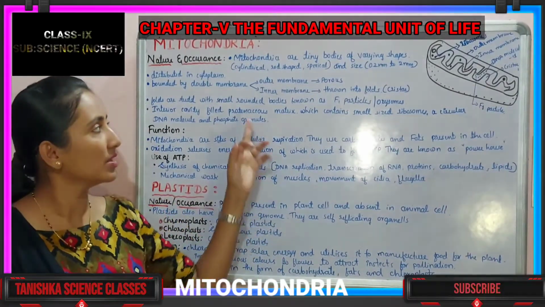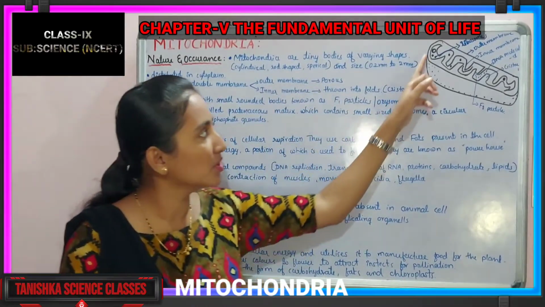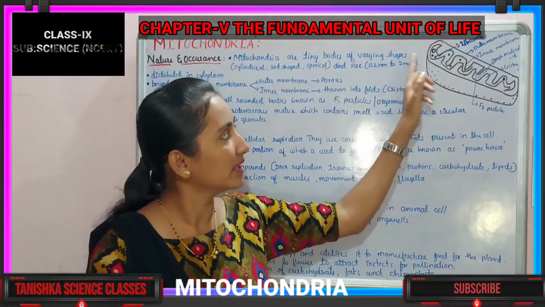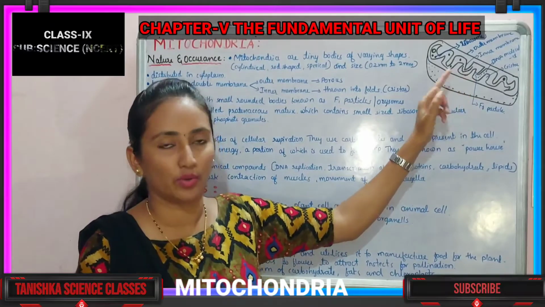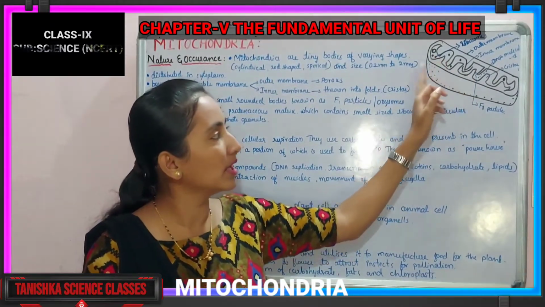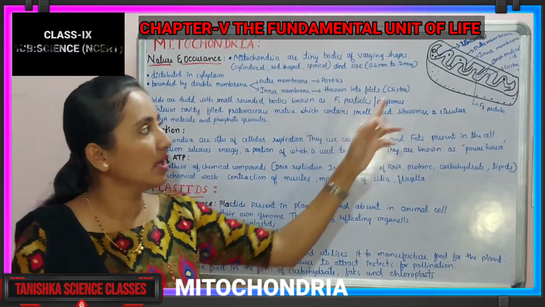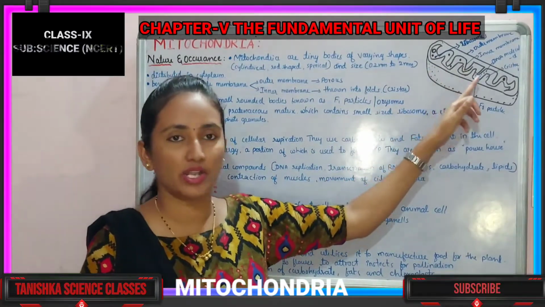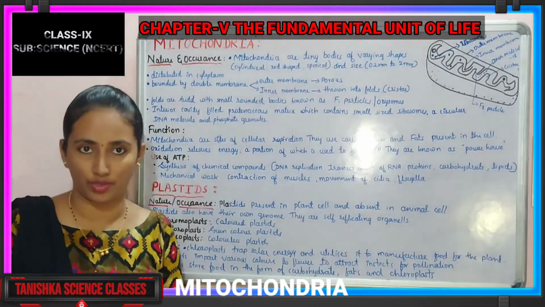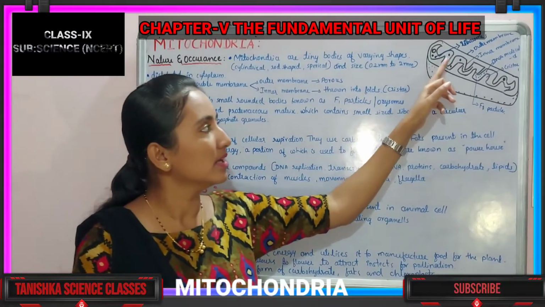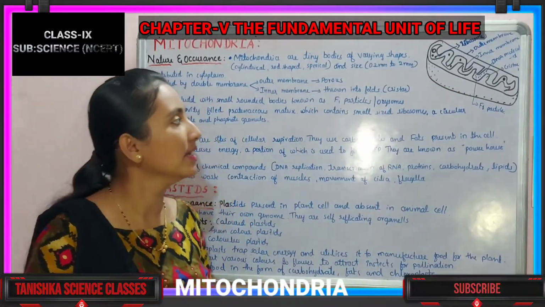And the inner layer, what can we say, it is thrown into folds. You can observe foldings here. These are the foldings of the inner layer of the mitochondria. If you compare the outer layer and the inner layer, the inner layer will be very long as compared to the outer layer because it is folding in nature. Because of that it covers the maximum surface area in the mitochondria. These foldings of the inner layer are also called the cristae.